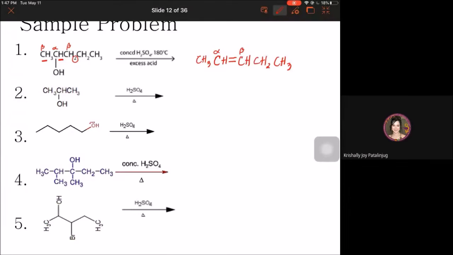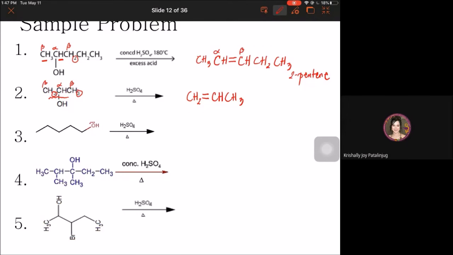What will be the name of the product? This is 2-pentene. Okay, next. Number 2. This is 2-propanol. So upon dehydration, the alkene formed can have the double bond on either side. If this is the alpha carbon, the beta carbons have the same number of hydrogens, 3 each. So it can be either.